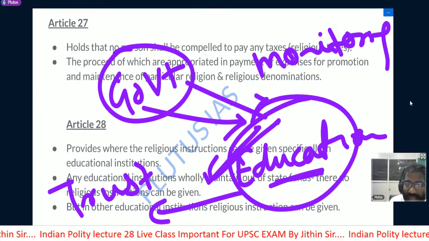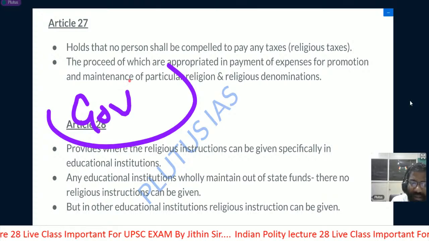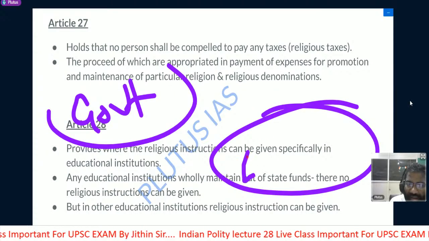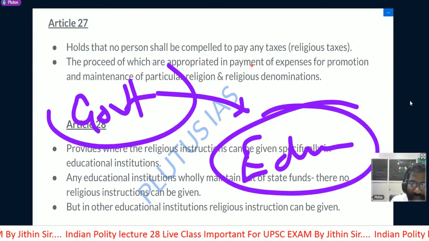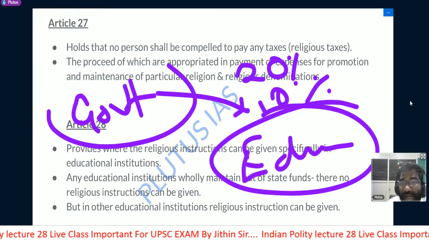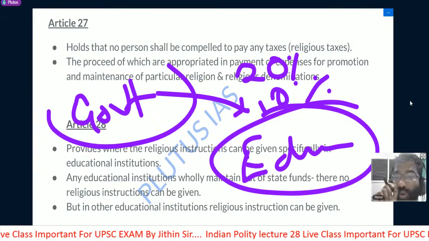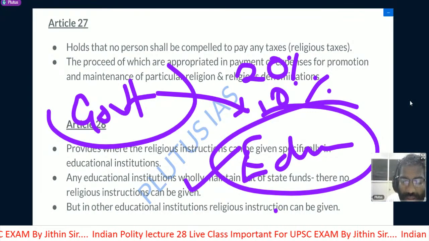The third case is very simple. For educational institutions, the government gives some percentage of money, like 20% or 10% annually for its development. Then also religious instructions can be given but cannot be forced upon.